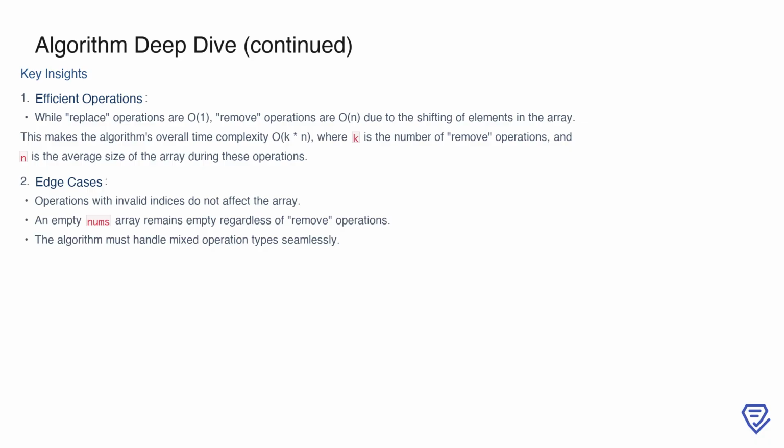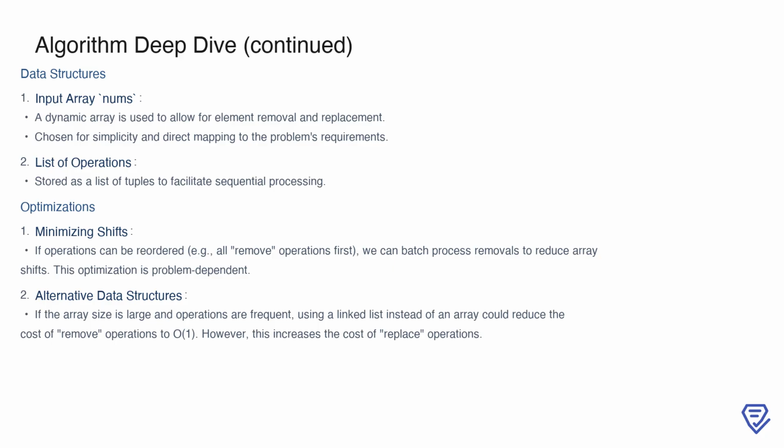operations. It's also worth noting how the algorithm handles edge cases. For example, operations with invalid indices are gracefully ignored, ensuring they don't disrupt the process. Similarly, an empty array remains unaffected by remove operations, as there's nothing to remove. By carefully managing these scenarios, the algorithm is robust and capable of handling a mix of operation types seamlessly. The choice of data structures plays a critical role in the implementation.